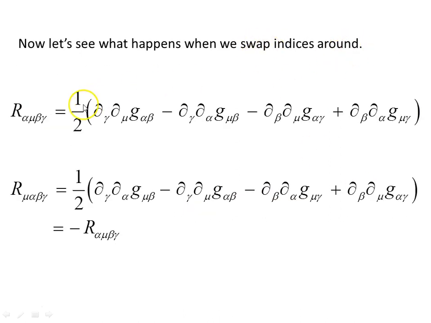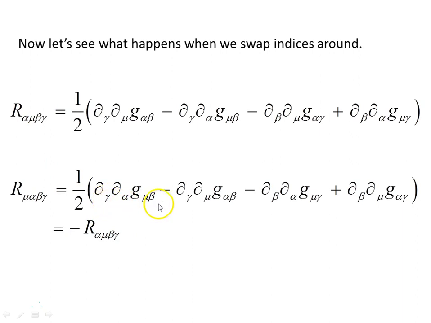Now let's see what happens when we swap indices around. So we're going to start with R alpha mu beta gamma is this object here. And then we're going to swap the first two indices, leaving the last two indices, beta and gamma, unchanged. So we swap the first two indices, alpha, mu, up here, and that produces this object here. So alpha is replaced by mu. So alpha up here becomes mu. Mu up here becomes alpha. And when we do that all the way through this, we get this object here, which is just the negative of this object here.